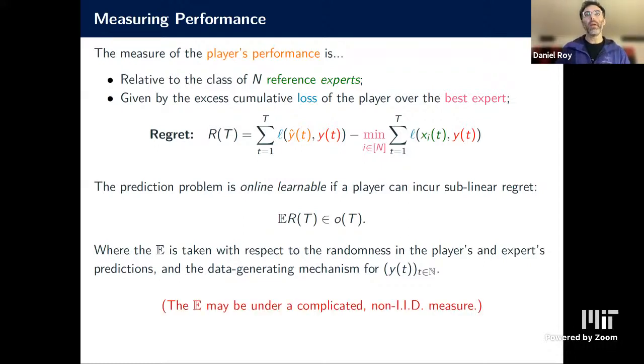And critically, this expectation may be quite complicated. It's not necessarily going to be an I.I.D. measure. We could be facing an adversarial situation where there's collusion behind the scenes, and there's definitely no independence across rounds.